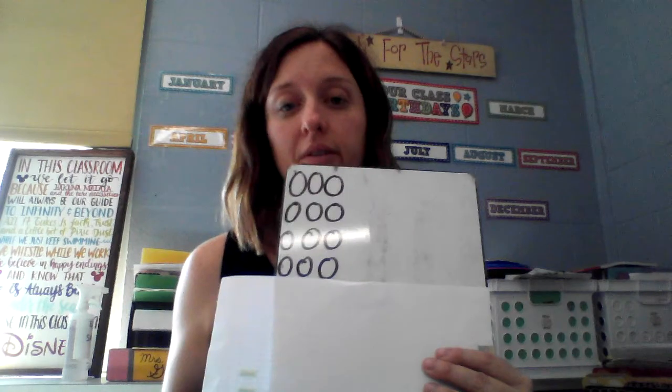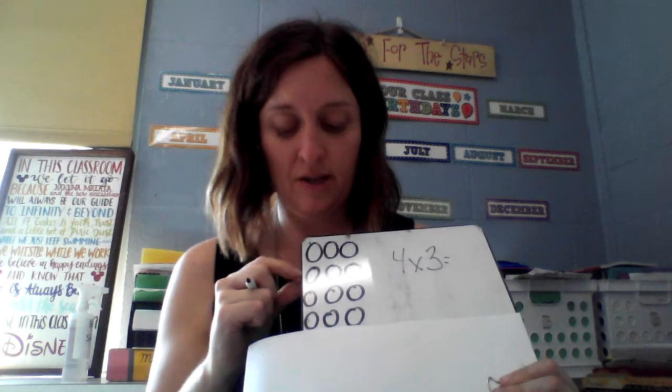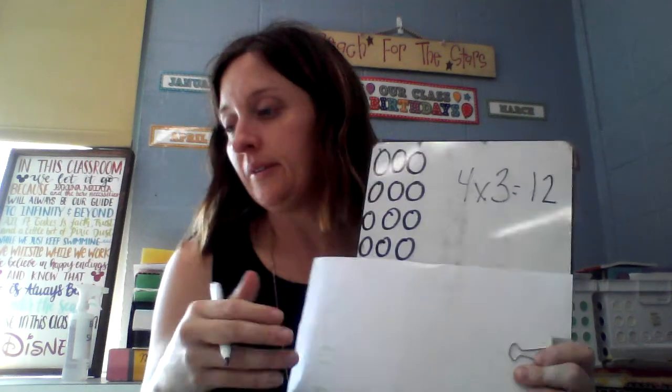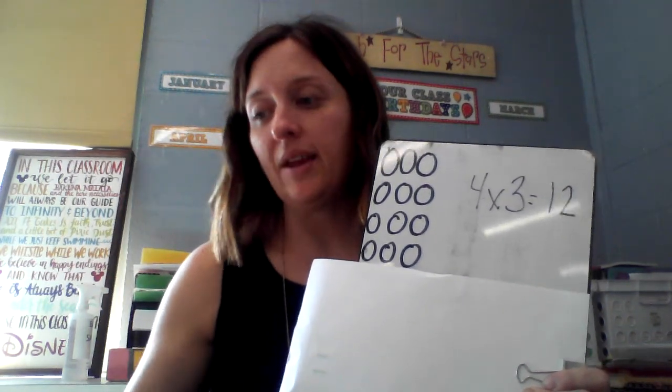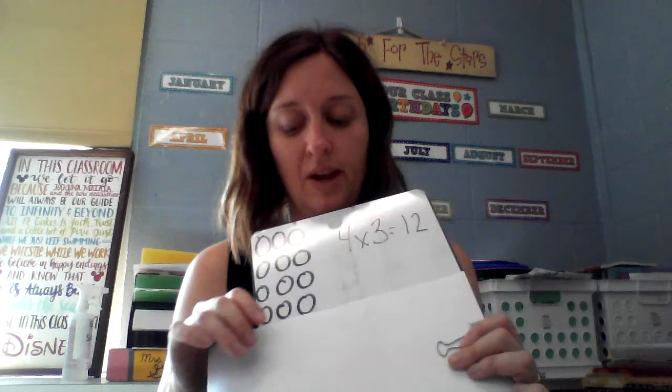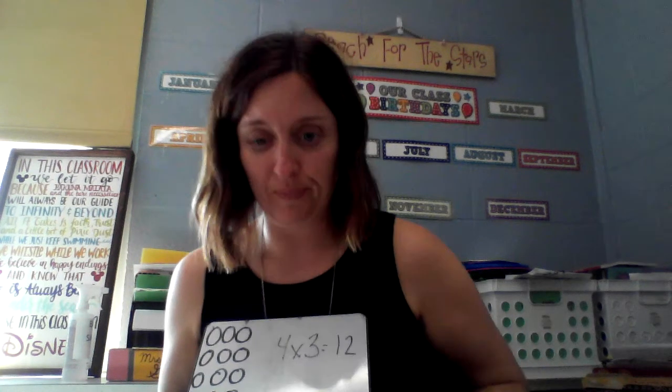So again, I'm going to cover up part of my array so we only focus on the part that we need. So if we look at this one right here, we've got 1, 2, 3, 4 rows of 3, or 4 groups of 3, which we know is 4 times 3. And we can say 3, 6, 9, 12. Now, what if I wanted to find something else? What if I took this and I uncovered part of what we had?